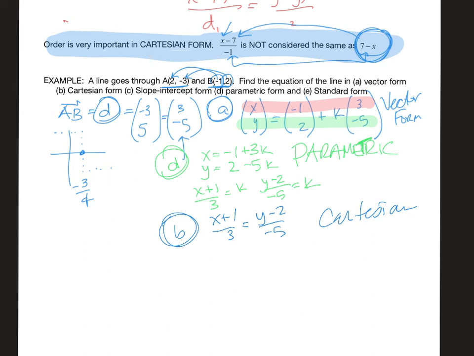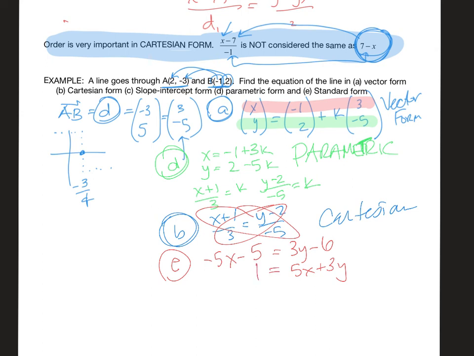All right, so let's see. What should I do next? Oh, check this out. This is kind of cool. And again, this is all algebraic manipulation. If I just cross multiply, I probably can get this thing into slope-intercept form. Or no, actually standard form. Let's do standard. Cross multiplying, I get negative 5x minus 5 equal to 3y minus 6. I'm going to move everything to the right-hand side as far as letters, so I'll have 5x plus 3y. And if I move that 6 to the other side, I get 1. I think that's a 1.